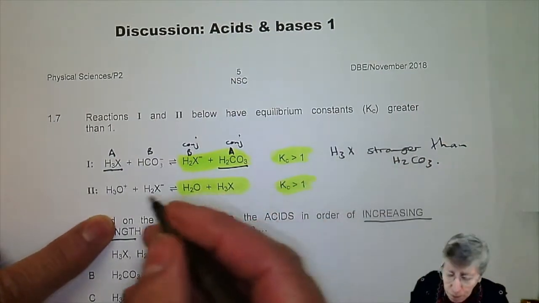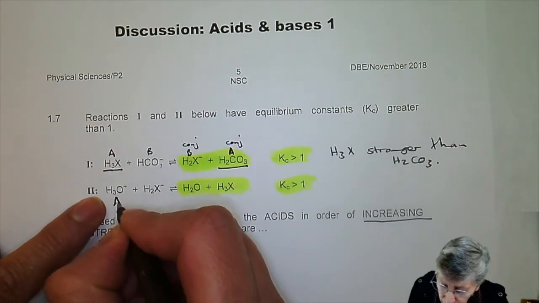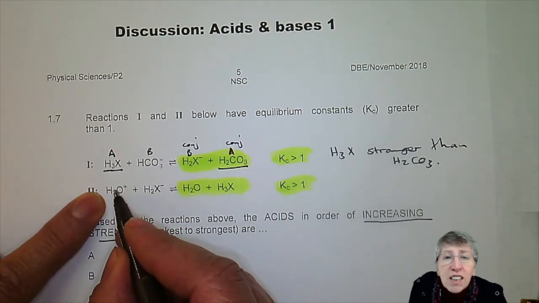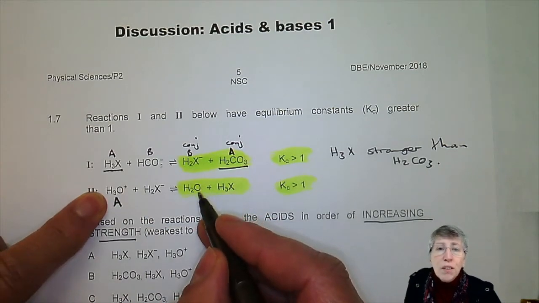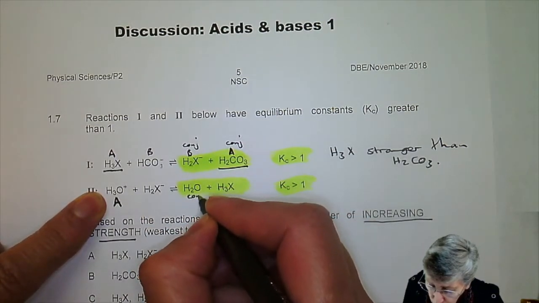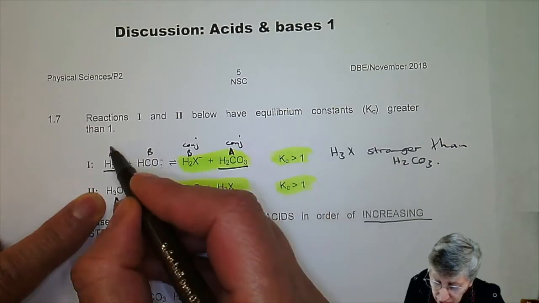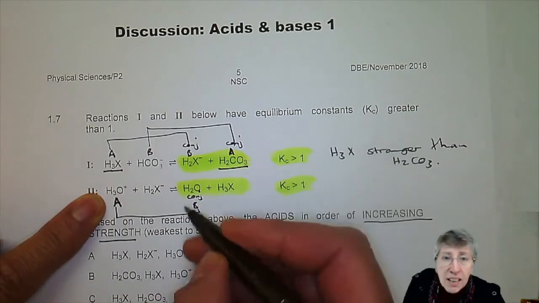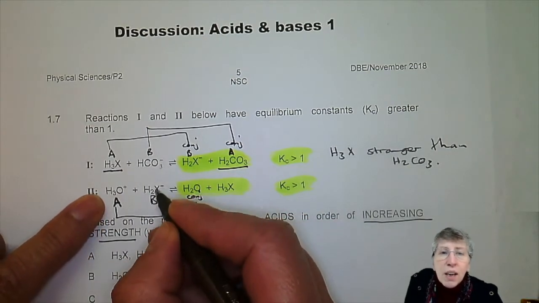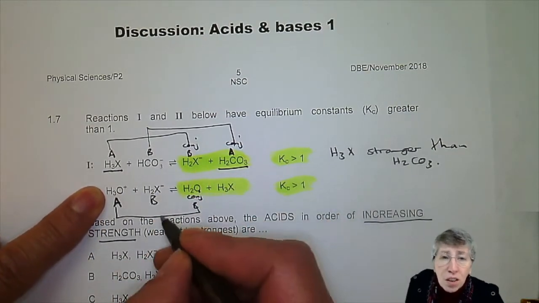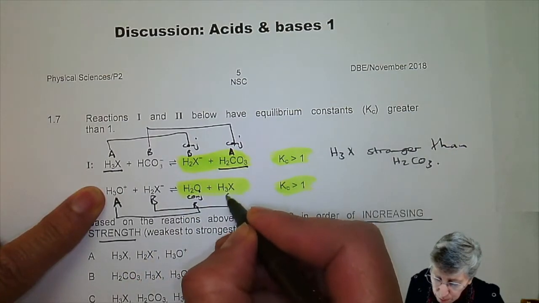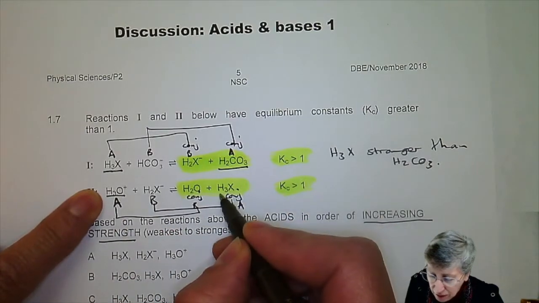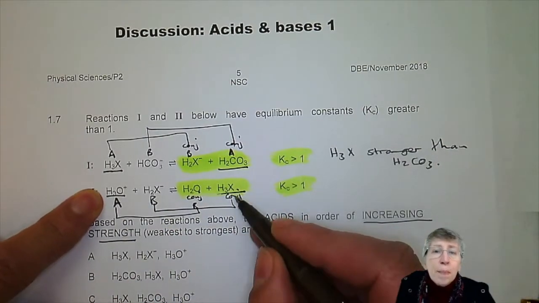Looking at the next one, you've got H3O+, the hydronium ion, and you've got water over there. This is definitely the acid because it's giving off a proton, and that will then be the conjugate base. Acid goes with the conjugate base and the base with the conjugate acid. Over here, this will be the base, because it's receiving a proton, and then that will be my conjugate acid. So here, the acids are the hydronium ion and H3X.